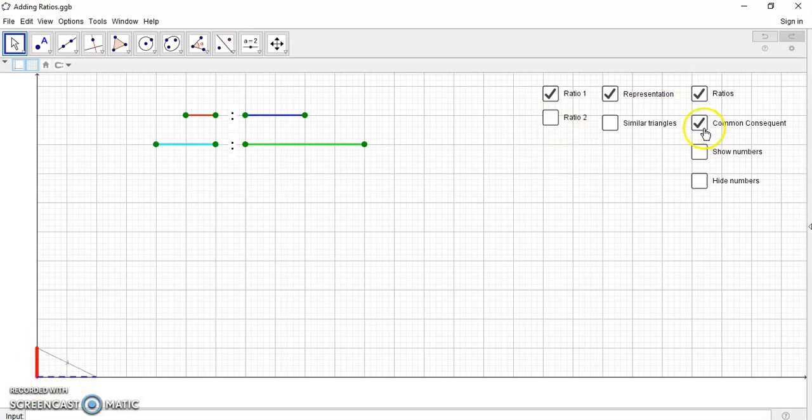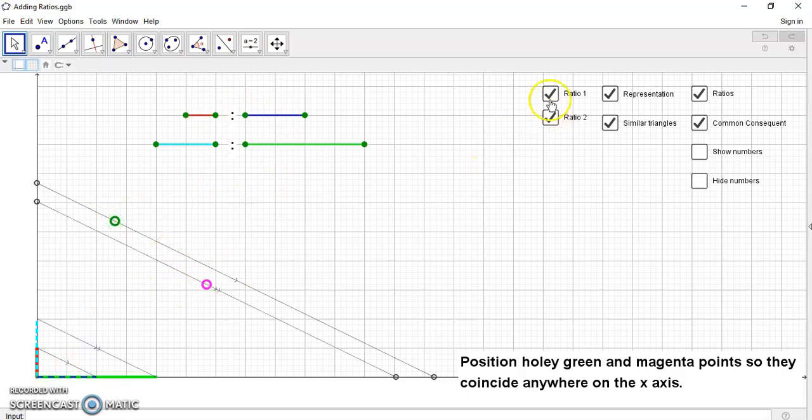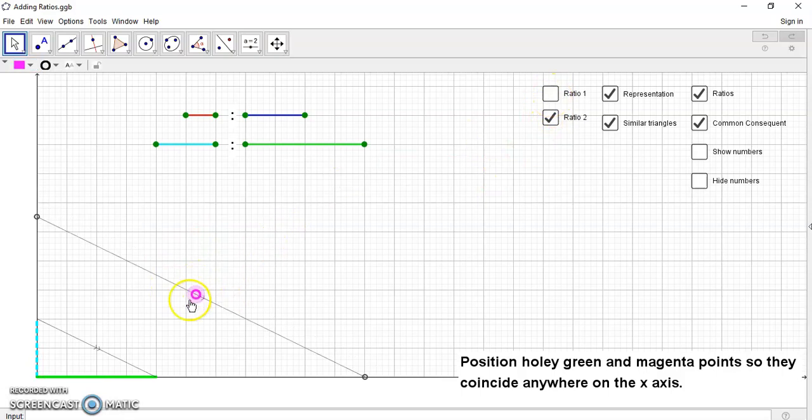And then, of course, we can find any equivalent ratio simply by drawing a parallel line to these two vertical and horizontal lines, okay? So any line here will give us a proportional ratio to this one. And similarly for ratio 2, any line along here will give us a proportional ratio. They're not equal, they're proportional. That's all it means, all right?